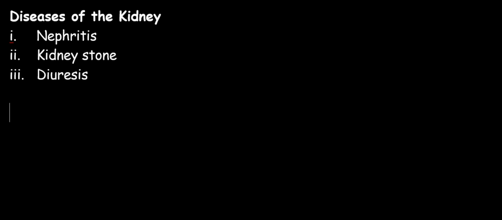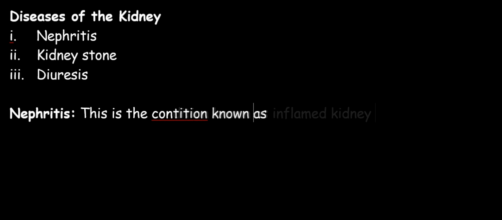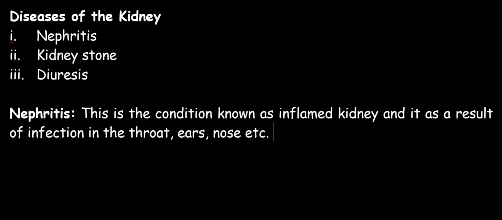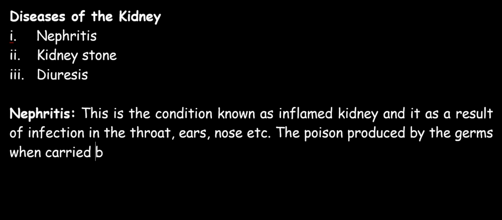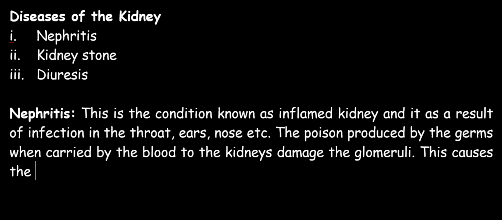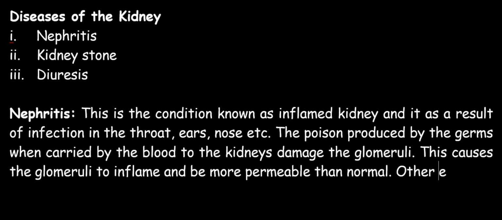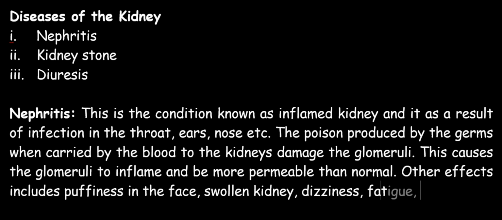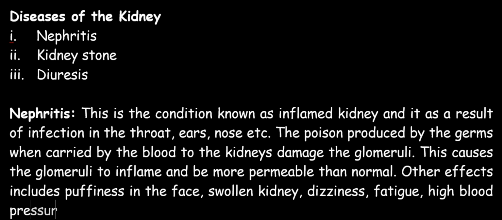Let us look at the first disease of the kidney, which is known as nephritis. What is nephritis? This is a condition known as inflamed kidney, and it is a result of infection in the throat, ears, nose, etc. The poison produced by the germs, when carried by the blood to the kidneys, damages the glomeruli. This causes the glomeruli to be inflamed and be more permeable than normal. Other effects include puffiness in the face, swollen kidney, dizziness, fatigue, high blood pressure, back pain, headache, fever, etc.